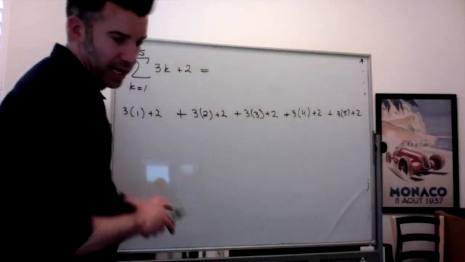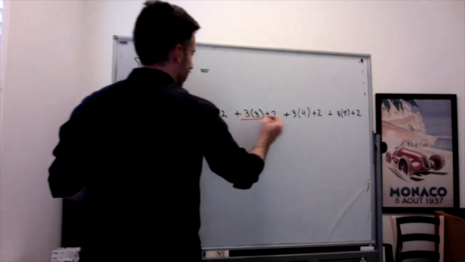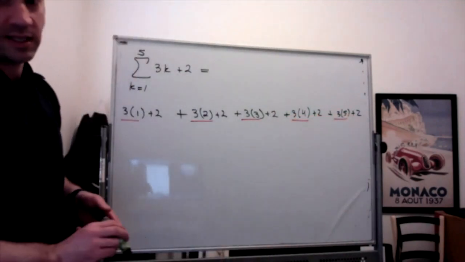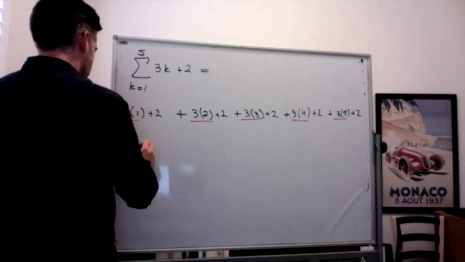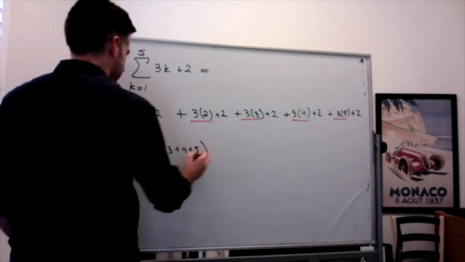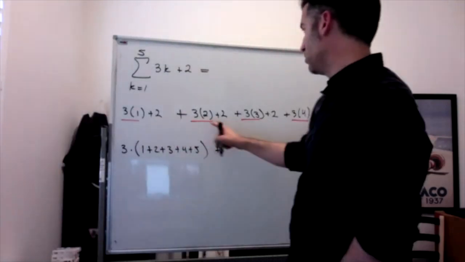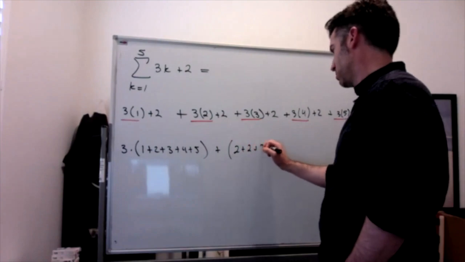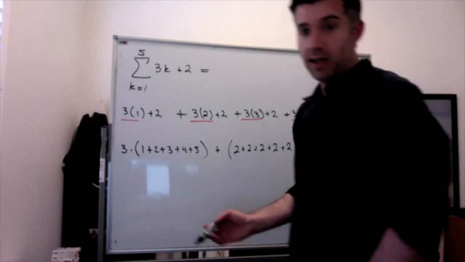Notice I can group all of these things together. I could write this as 3 times 1 plus 2 plus 3 plus 4 plus 5. And I could also write the other part: I have a 2, 2, 2. I have 5 2s.